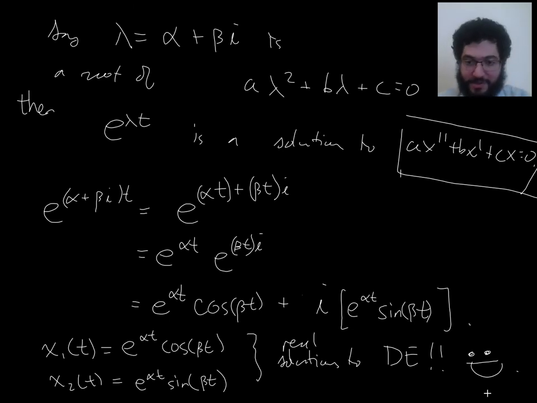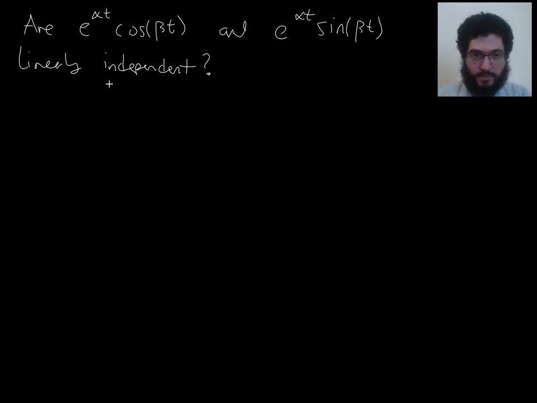We are even happier if they are linearly independent. If we have two real linearly independent solutions, then we can write C1 times one of them plus C2 times the other one, and there's our general solution. Then we can suddenly solve any initial value problem that we want. So question, are these linearly independent? If so, we are going to be even happier.